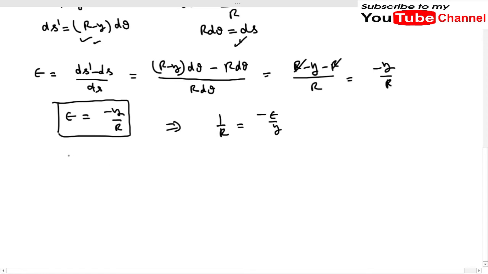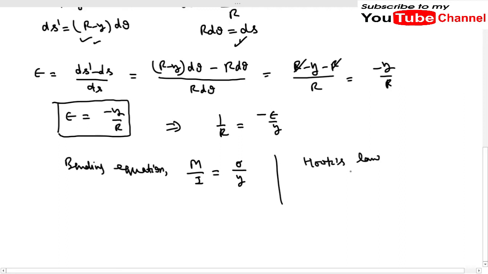Now if we recall the bending equation from elementary strength of materials, the bending equation is M by I equal to stress upon distance from the neutral axis, and another formula is our Hooke's law. Hooke's law says that Young's modulus of elasticity is equal to stress upon strain. So from Hooke's law and from the bending equation, we will proceed for our further solution.